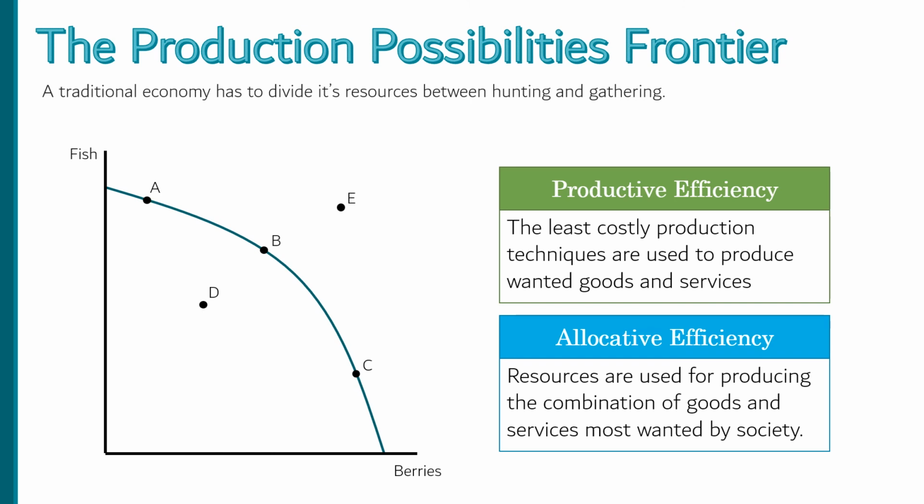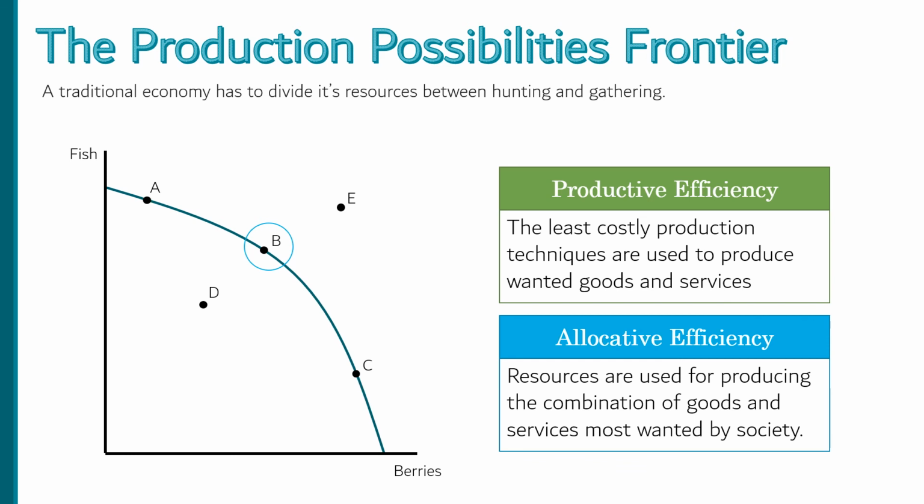Point E would be efficient, except that it is just unobtainable. If we could do it, we should, but we can't, so efficiency doesn't really apply. The other goal is allocative efficiency, which is when resources are used for producing the combination of goods and services most wanted by society. If the goal of this tribe is to produce the most food they can, then B is probably the best option for them and the one they will choose.